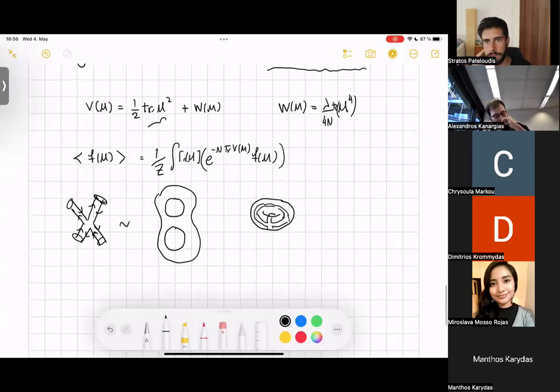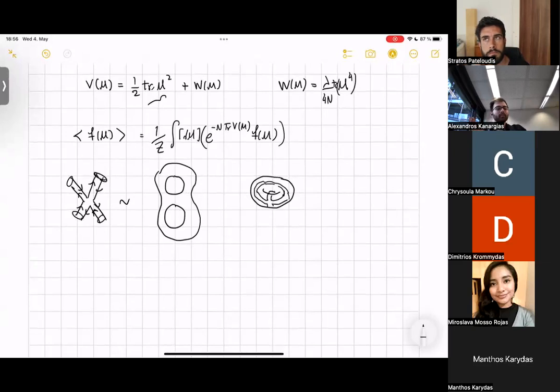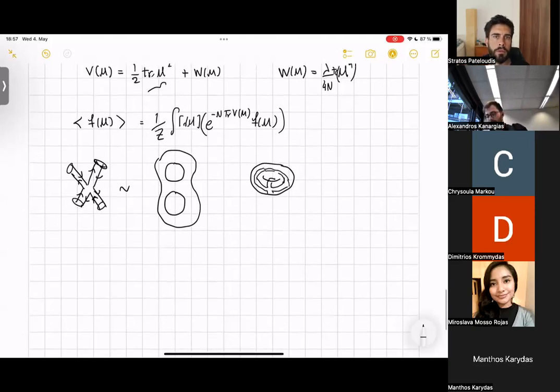And this is the 't Hooft double line notation. Now what this tells you is that you can classify your diagrams in terms of the topology of the diagram. So each diagram has a certain topology, meaning on what kind of surface can I draw it without it intersecting itself. And so you can classify your perturbative expansion of observables in terms of genus.